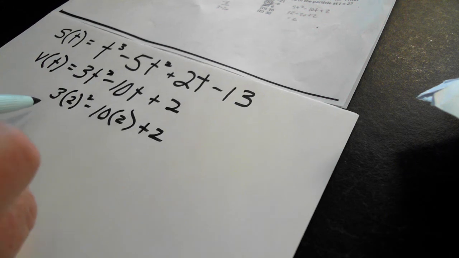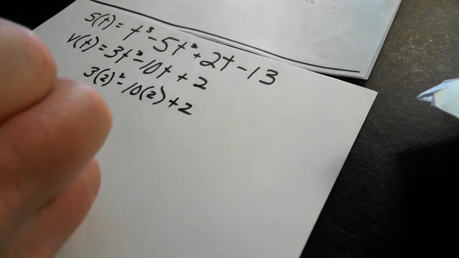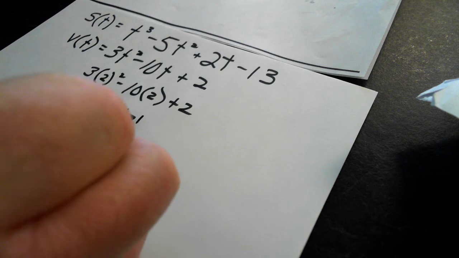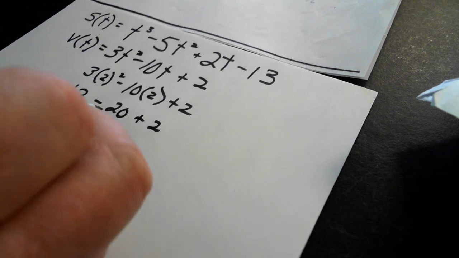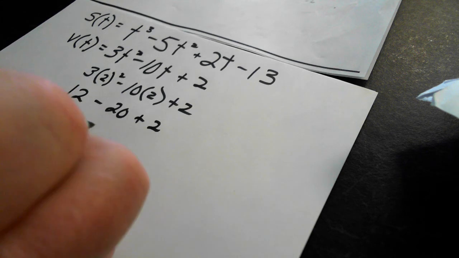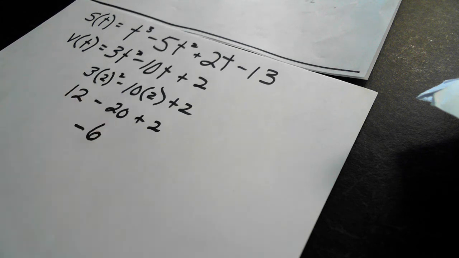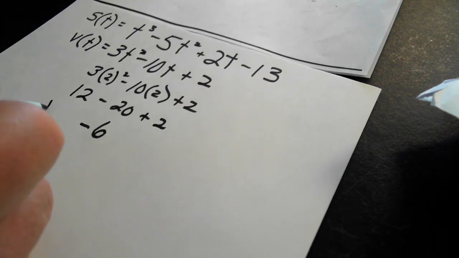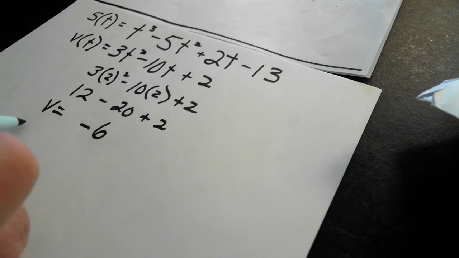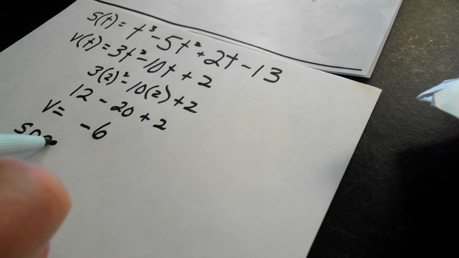You're gonna get 3 times 4 is 12 minus 20 plus 2, so you get negative 6. Oh, that is a D move. That's not the answer. That is so me. What are they doing? That's for speed, not velocity. So the velocity is equal to that. That means the speed is 6.